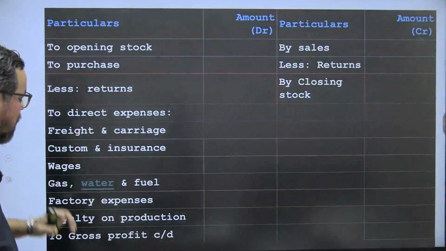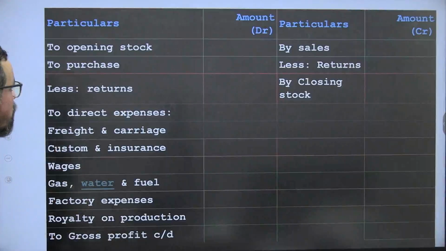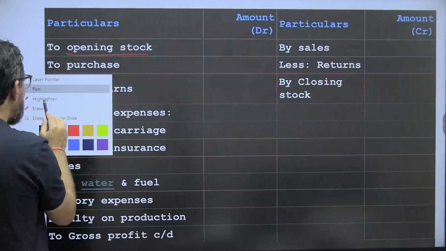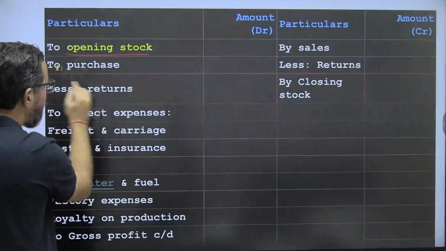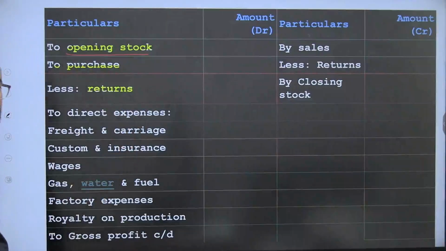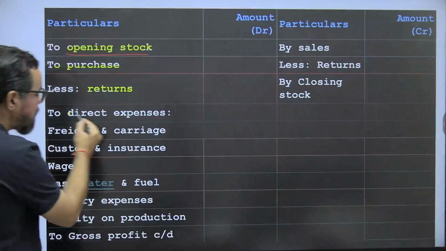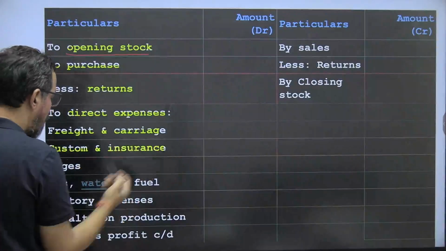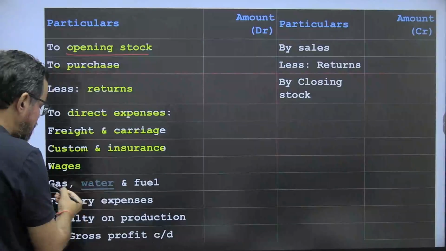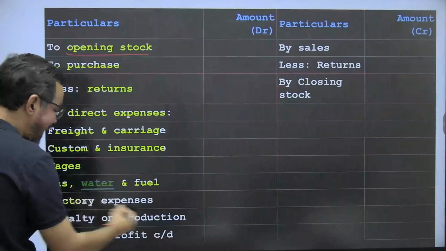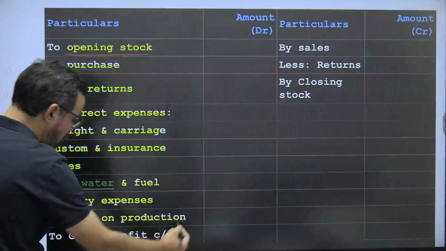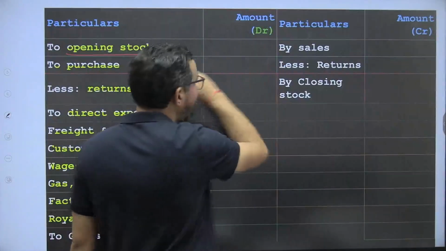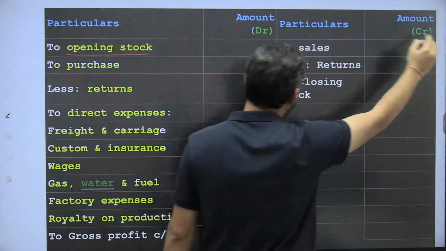Next one. So this is your format. Okay? Opening stock first, then we have purchase, less purchase return. Then direct expenses like freight and carriage, custom and insurance, wages, gas, water, fuel, factory expenses, royalty on production and all. And this is your debit side. Credit side, this is your credit side.